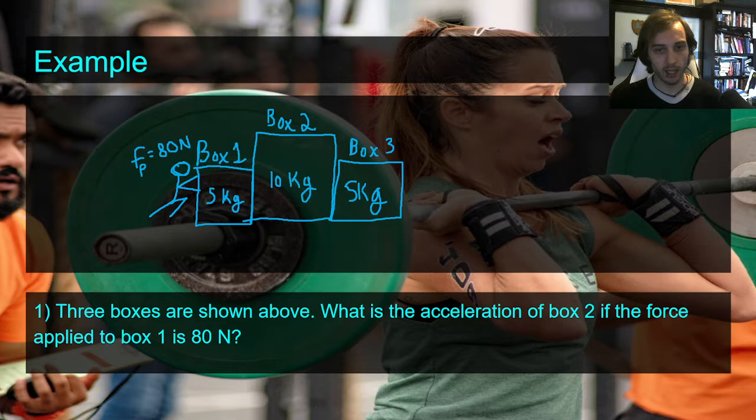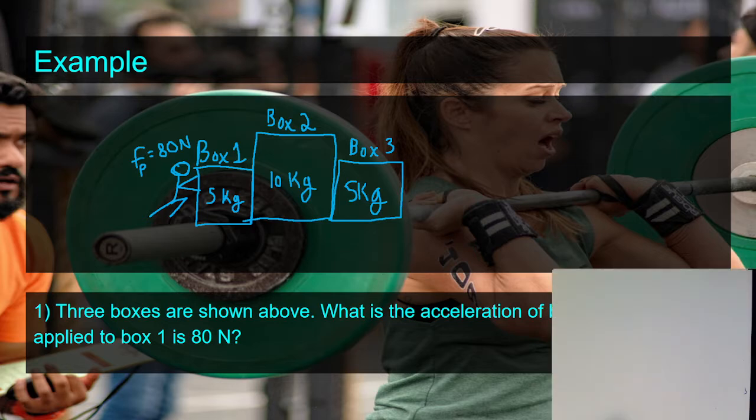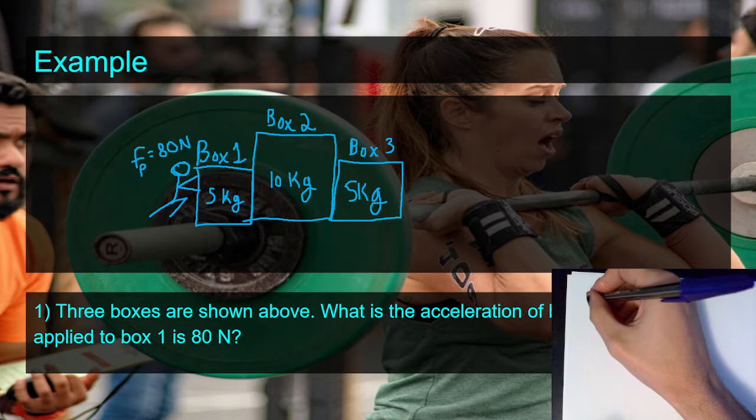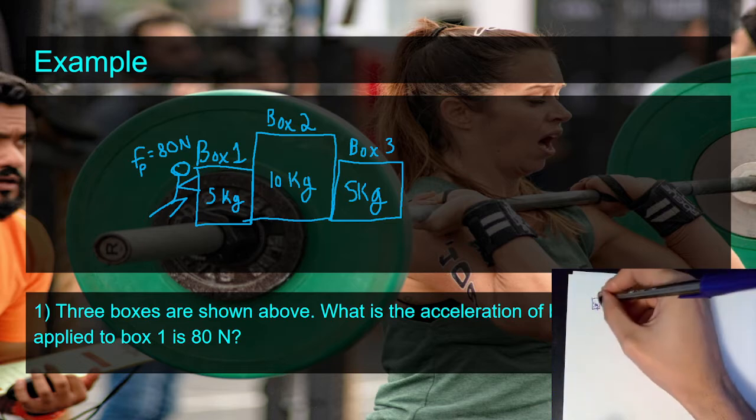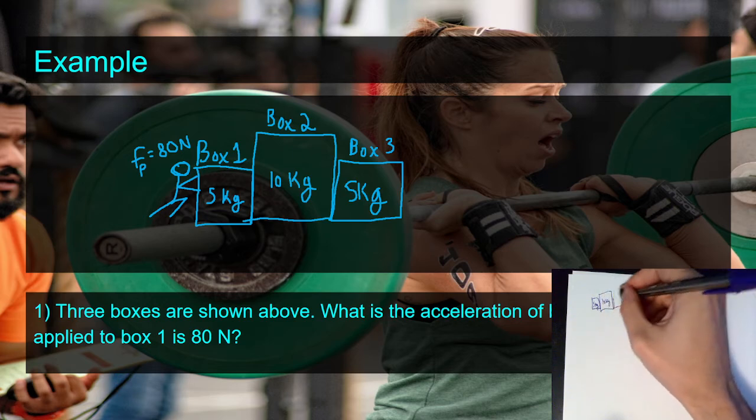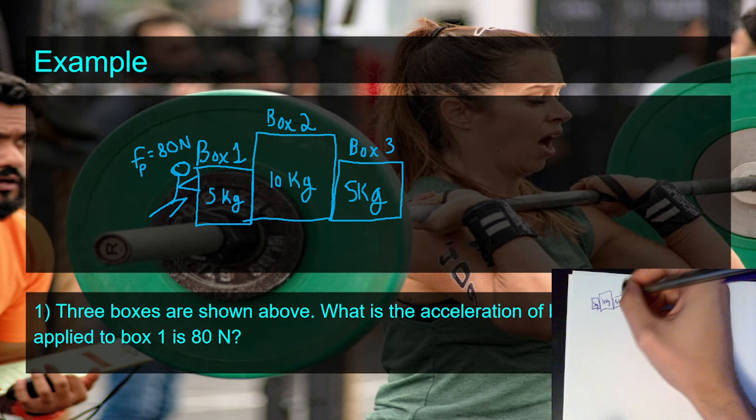And then we'll go into the shortcut for how you do it much more easily. So, we've got a setup where we've got 3 boxes. One of 5 kilos, one that's 10 kilos, and then a third 5 kilogram box.